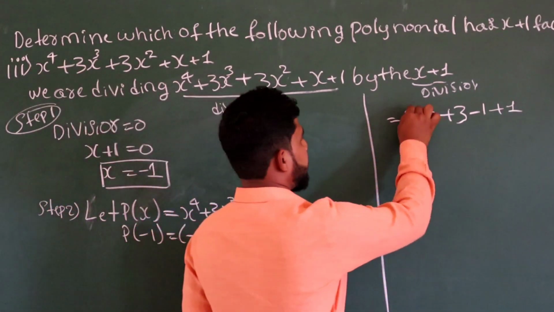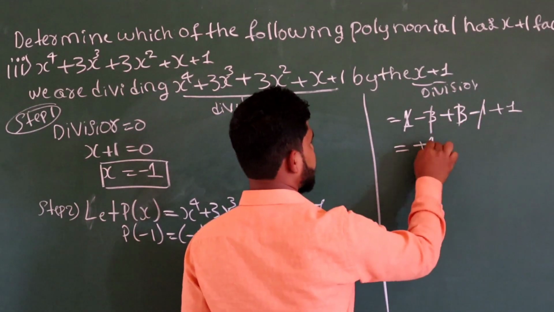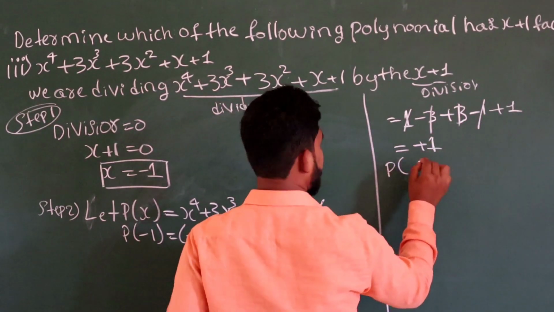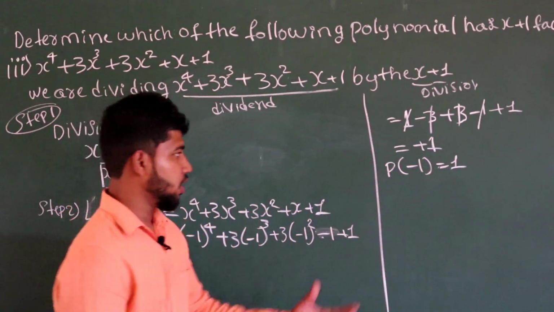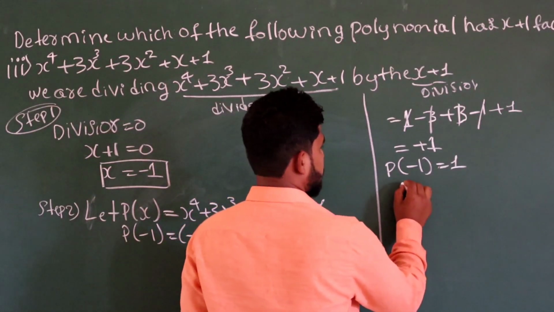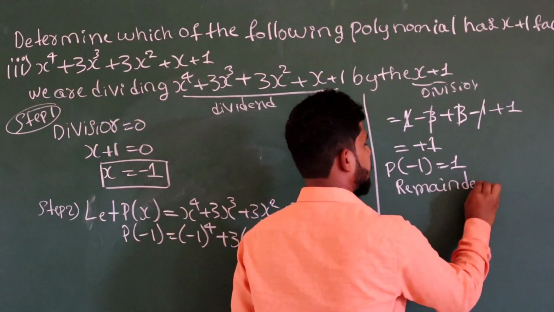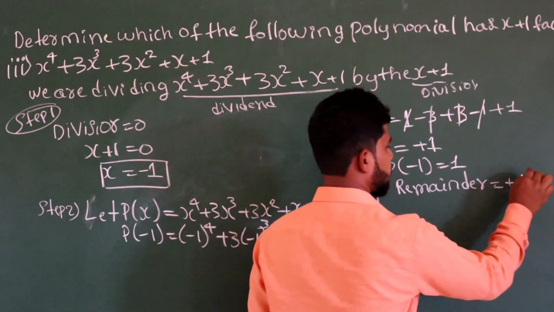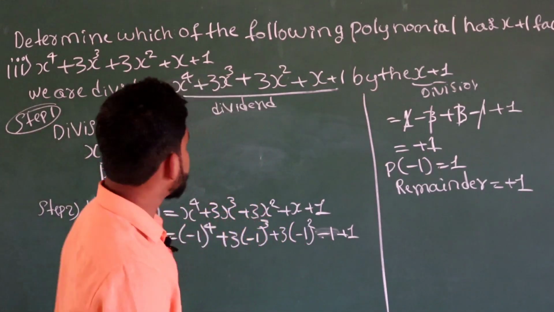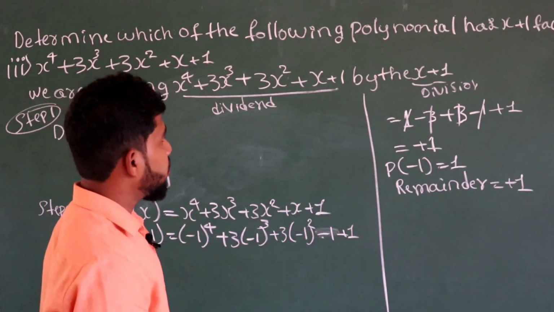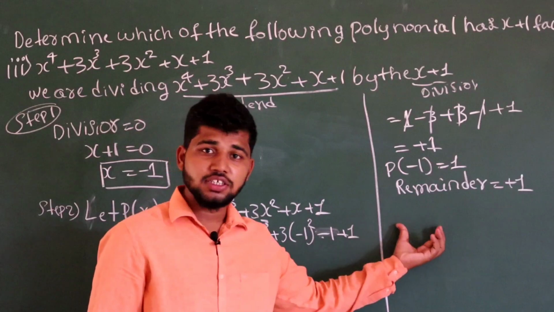Now, plus 1 and minus 1 cancel, plus 3 and minus 3 cancel. Now, plus 1 is the remainder. P of minus 1 is equal to plus 1. The remainder is equal to plus 1. The question asks to determine which polynomial has x plus 1 as a factor, and the remainder we got is plus 1.